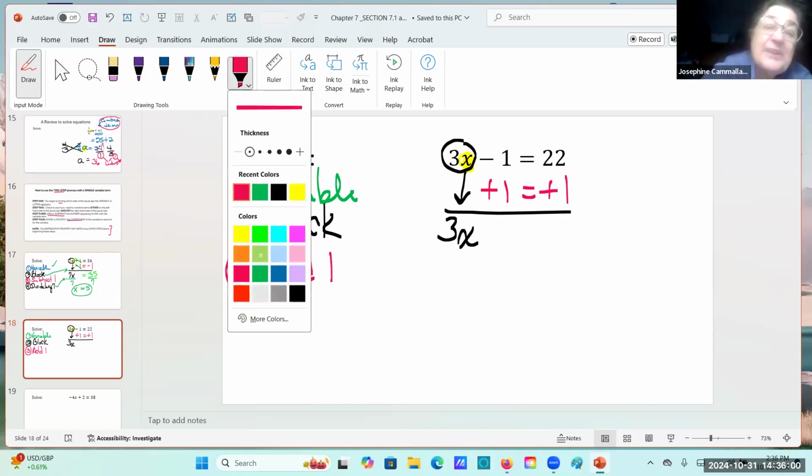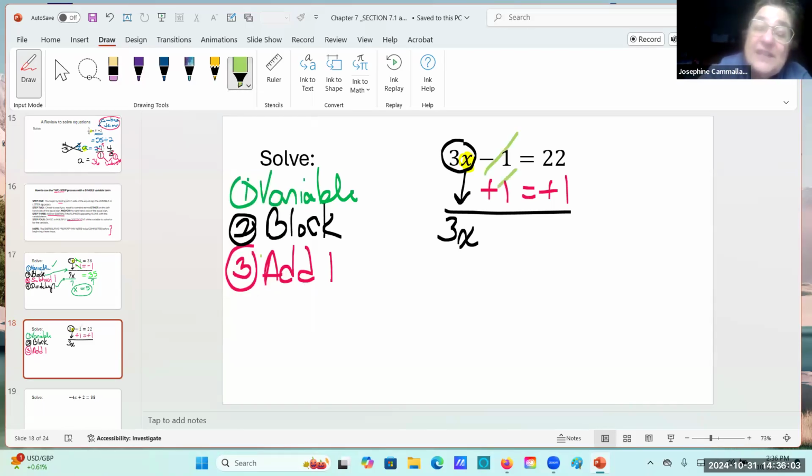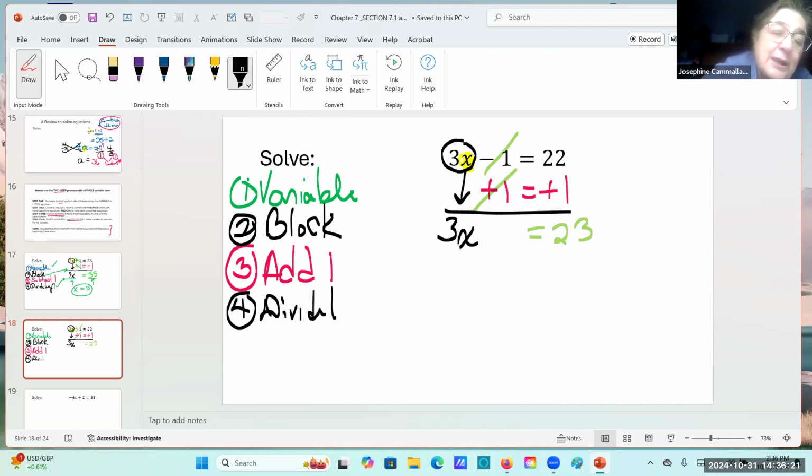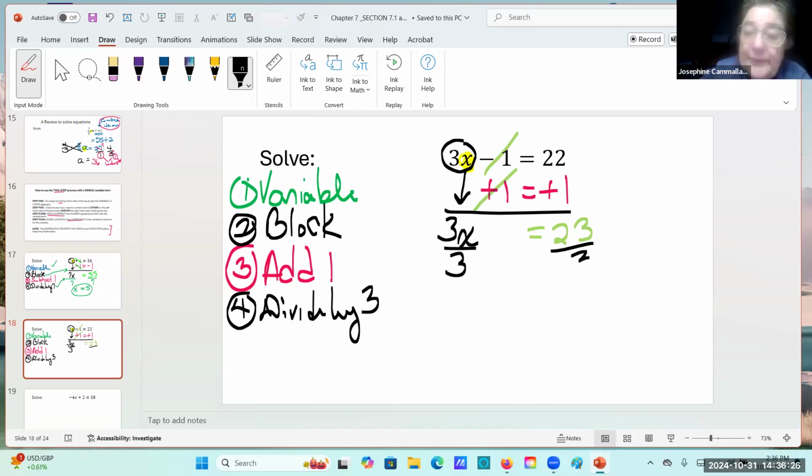Well, as you see, this negative and this positive are going to cancel. Now, I'm going to come over here and get 23. Well, my fourth step is to divide by 3. Well, I'm going to divide by 3. Now, this is x. Now, 23 over 3. Okay?